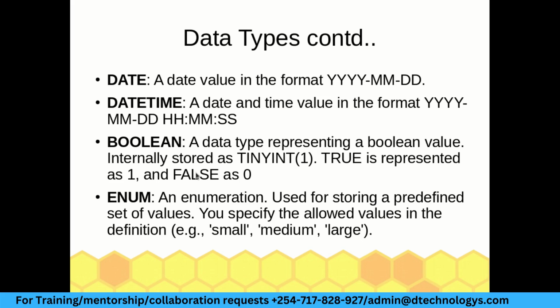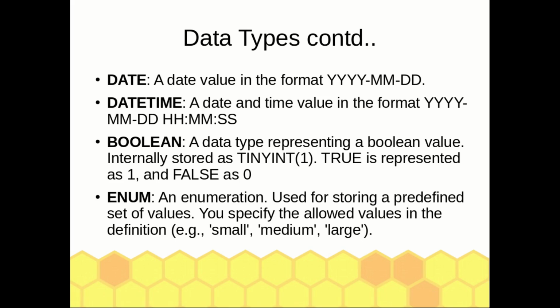Finally, in this page, we have enum. This is enumeration and it is used to store a predefined set of values. Think of a column that is supposed to store the size, and for the size, you only have three sizes: small, medium, and large. So you can use enum and provide such values so that whichever data is to be captured, it should be one of what has been provided.